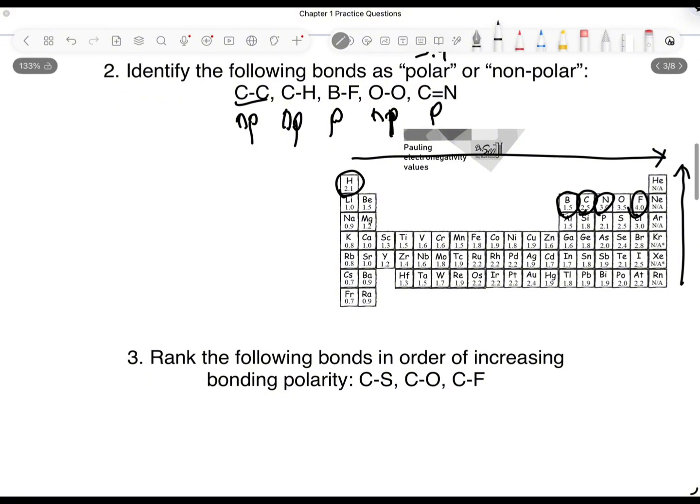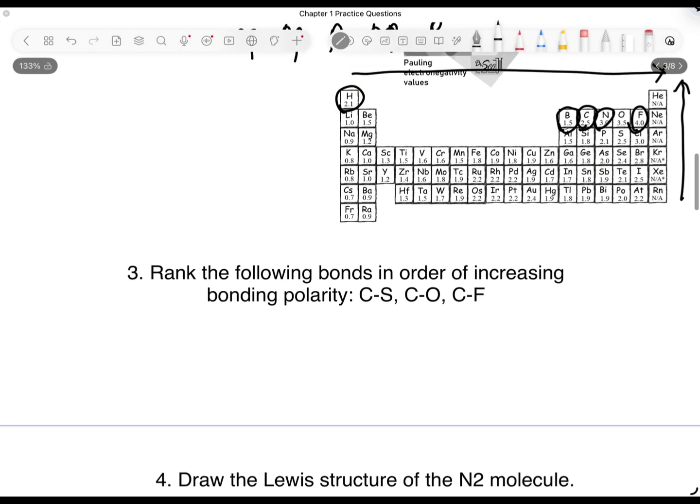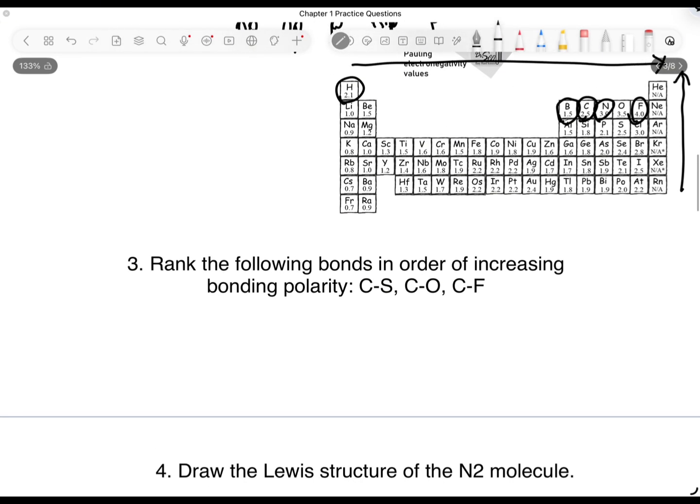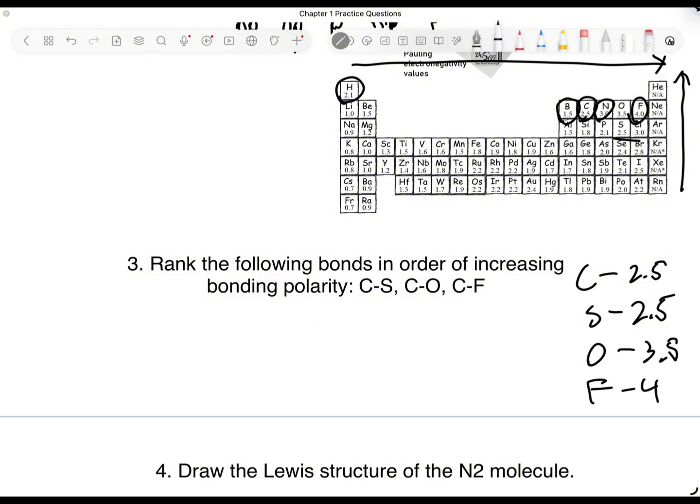So, let's move on to question number 3, which says rank the following bonds in order of increasing bonding polarity. First, let's list out the atoms and their electronegativity. Carbon has 2.5. Sulfur has 2.5 right here. Oxygen has 3.5 and fluorine has 4. Now, carbon-sulfur, they're the same, so it's going to be on the very left. Carbon-oxygen has a difference of 1, and carbon-fluorine has a difference of 1.5. So, in order of increasing, it's going to be carbon-sulfur, then the carbon-oxygen bond, and then the carbon-fluorine bond.